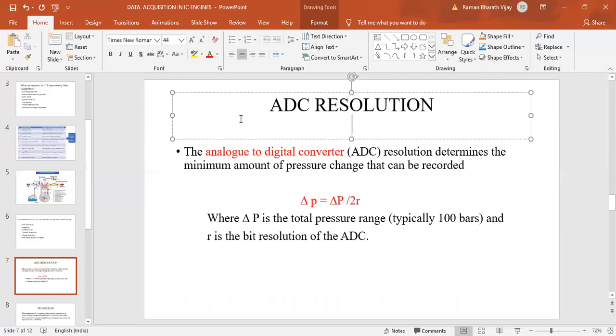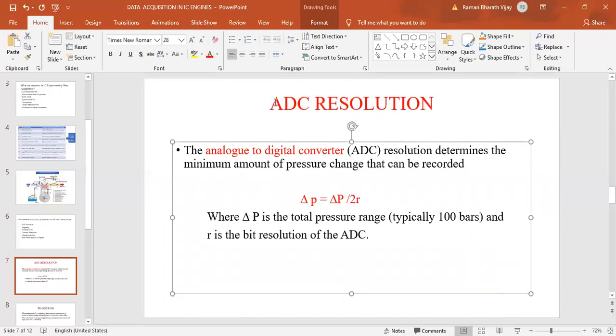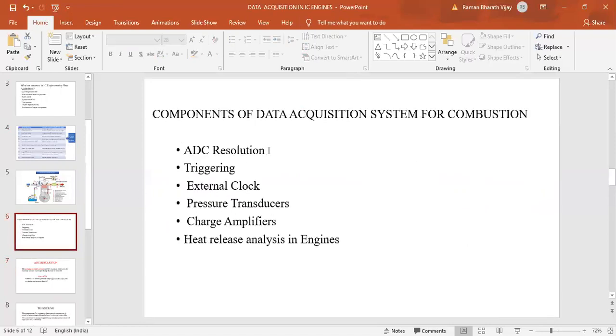So in data acquisition, if you want to measure the pressure change, you can use the first component, which is nothing but ADC resolution. Okay, so you have a separate formula: del P by del p small, which gives you del capital P divided by 2 power R. Here del capital P is the total pressure, R is the resolution. So we have to go for ADC resolution if we want to measure pressure change. Okay, this is about the first thing.